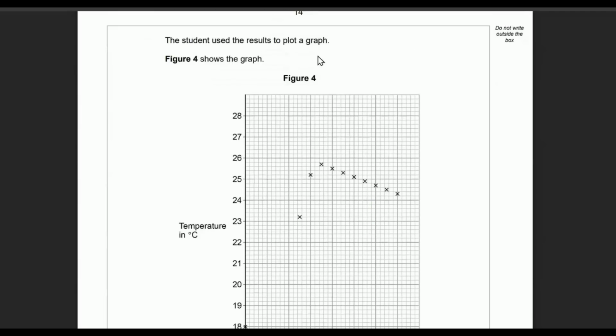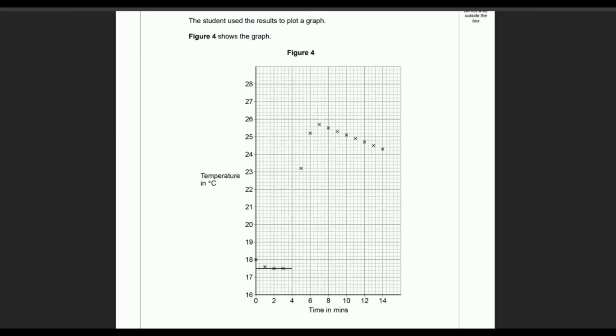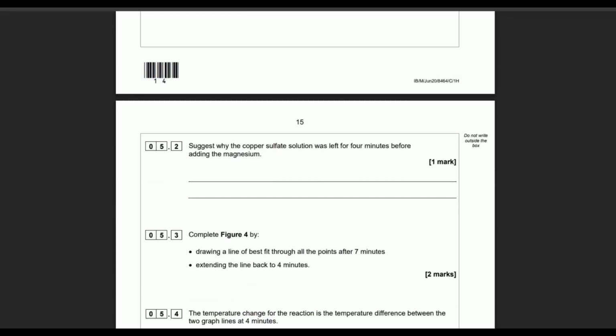So this is a really good one for you to have experienced before your exam, whether you're doing combined science or not. This is a very important graph. Very difficult, very high level. This is level 8, 9, this graph. So if you get confused by it, don't worry. Here's the students' results. First of all, these are the results before they mixed the chemicals together, and then afterwards, temperature went up and then started going down.